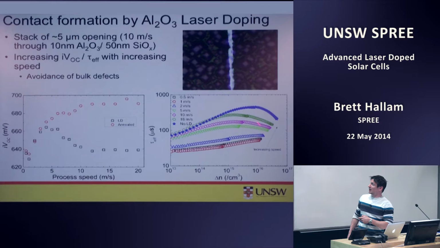So if we look at the actual lifetime curves after the annealing process, we see that for the slow speeds, we've induced a lot of bulk damage into the silicon. You can tell that by the low lifetimes at low level injections. As we start to increase the speed, we increase this lifetime over all injection levels, but particularly at these low injection levels. By the time we're getting to 5 or 10 meters a second, we're starting to approach the case where we don't have any laser doping, which is the dots with the star. So we're not seeing any bulk damage remaining after the laser doping process. But we do have a lot of differences in the J0s, which can be extracted from the slope of the curve in high injection.